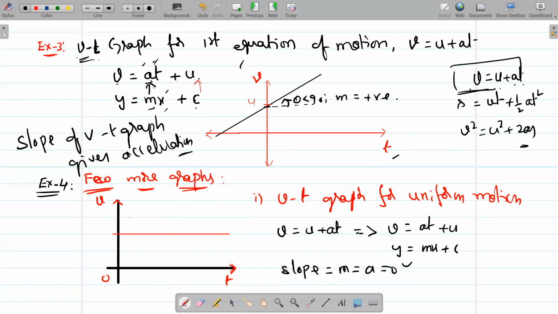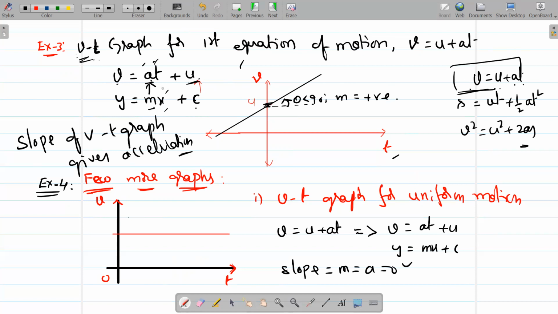And if you compare these two, let us see how the graph looks. So here it is c. In place of c, we are having u. It will have some positive value. So let us mark a positive value on the v-axis here. That is nothing but the y-axis in this case. And a is the slope. So it is positive.